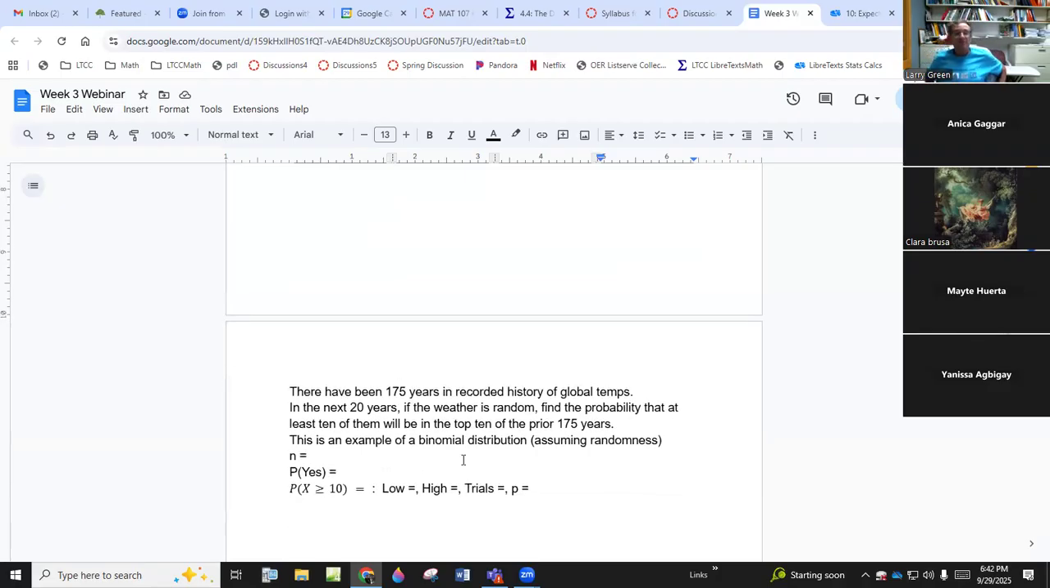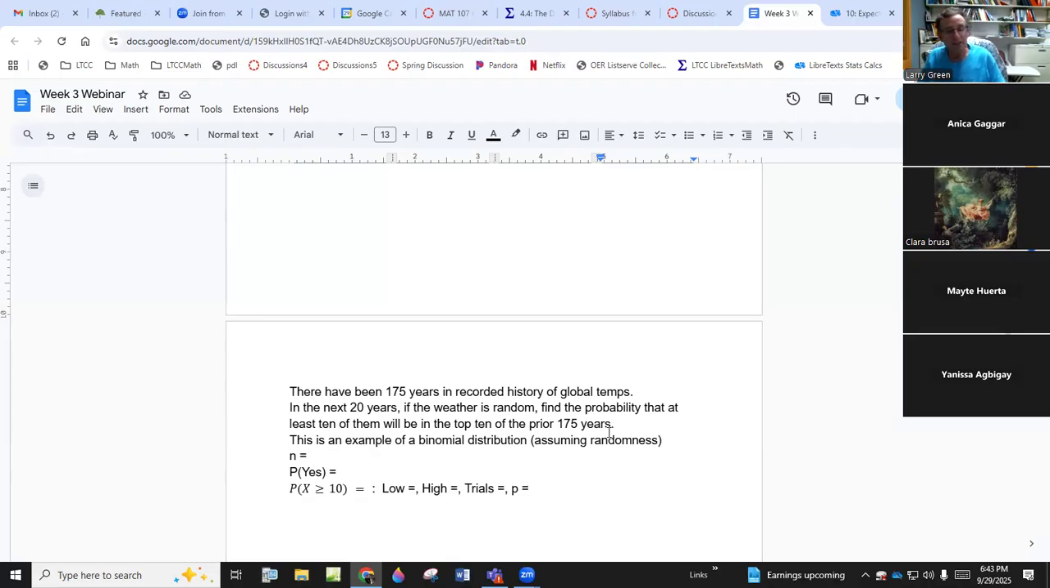So here's an example, and by the way, you might be a little depressed when you see this. There have been 175 years in recorded history of global temperatures. I looked this up, and this is true. The human race has been measuring Earth temperatures for 175 years. So in the next 20 years, if weather is random, find the probability that at least 10 of them will be in the top 10 of the prior 175 years.